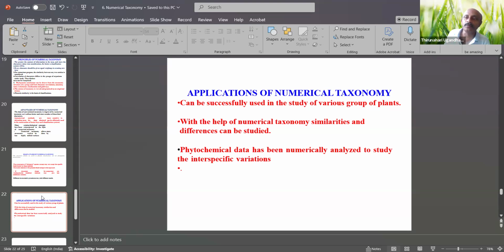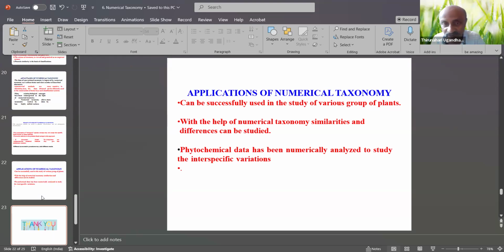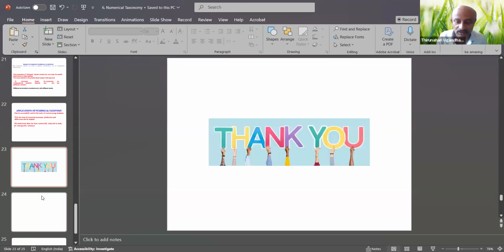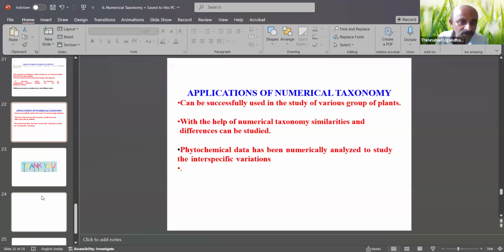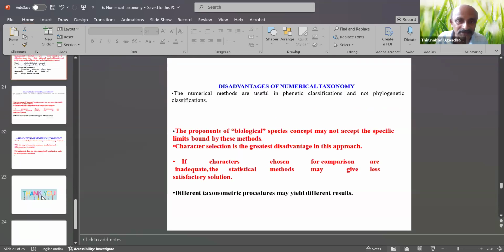Phytochemicals means the secondary metabolites, also called latex, gums, resins, which are also phytochemical structures, also numerically analyzed to study the interspecific variations. These are important qualities based on the organisms. Then the major applications are these.